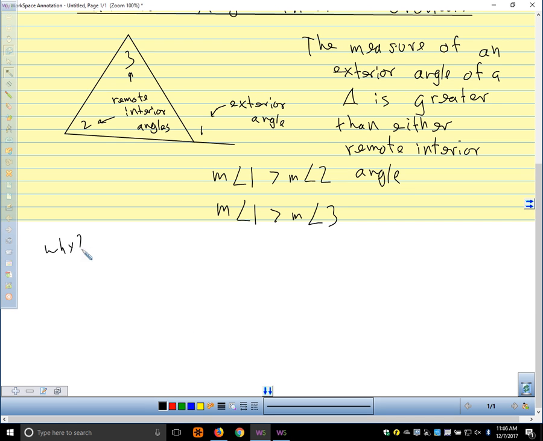Well, why is that the case? Well, we know that the measure of angle 1 equals the measure of angle 2 plus the measure of angle 3. And both of our angles are positive. Angle 2 and angle 3 are both positive. We don't have negative angles. Well, by the property that we just talked about, angle 1 has to be bigger than angle 2 because we have to add something to angle 2 to get angle 1. And angle 1 has to be bigger than angle 3 because we have to add something to angle 3 to get angle 1.